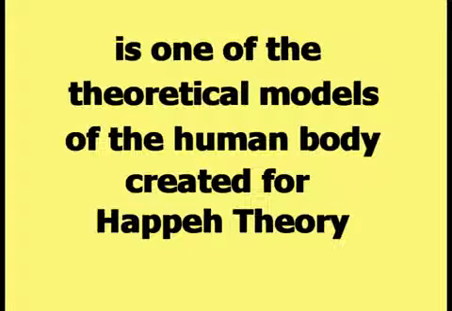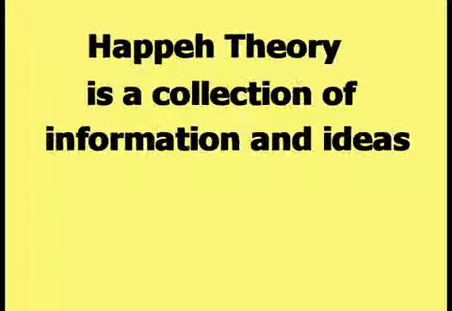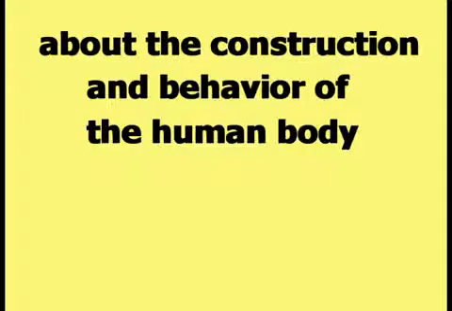This video is about the spiral view of the human body. The spiral view of the human body is one of the theoretical models of the human body created for happy theory. Happy theory is a collection of information and ideas about the construction and behavior of the human body.